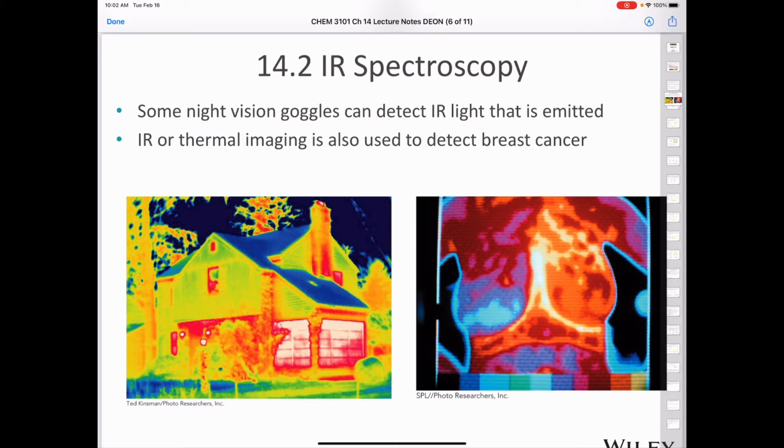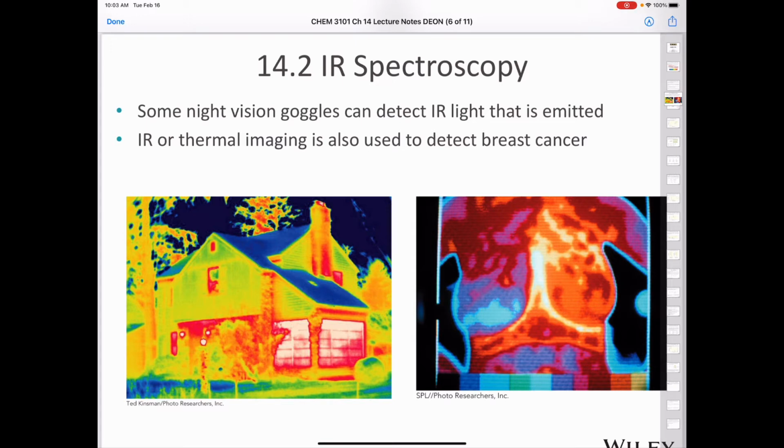This idea has found an application in a wide variety of products. For example, some varieties of night vision goggles are able to produce an image in the total absence of visible light by detecting the infrared radiation emitted by warm objects. Warmer areas emit more infrared radiation, providing the contrast necessary to construct an image.